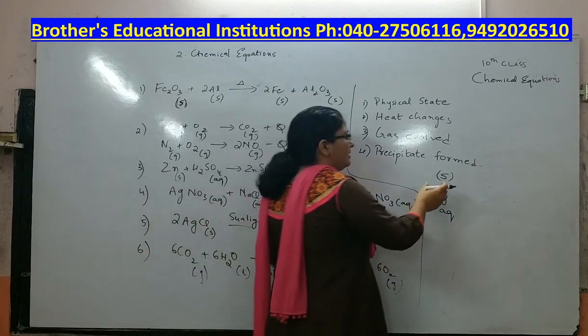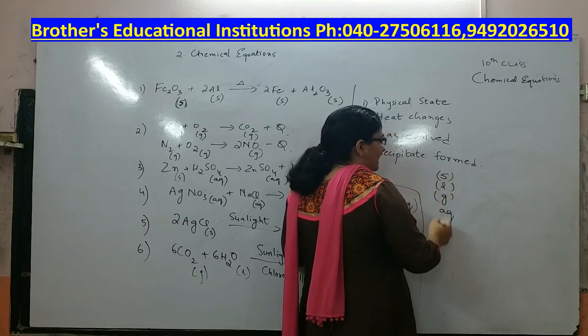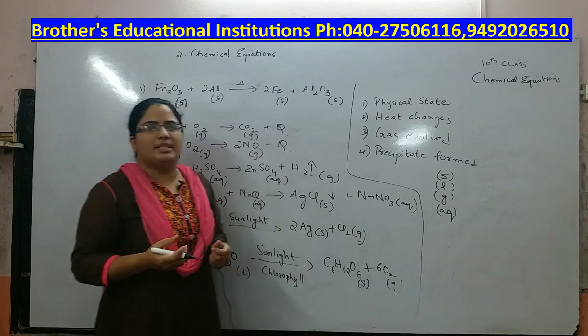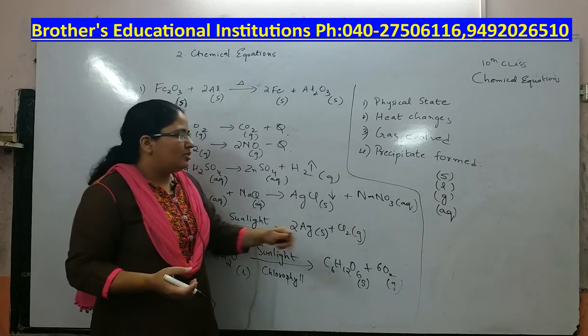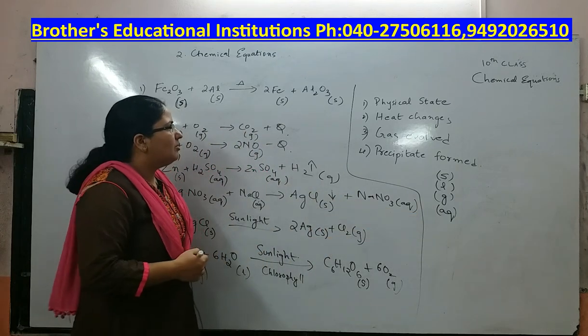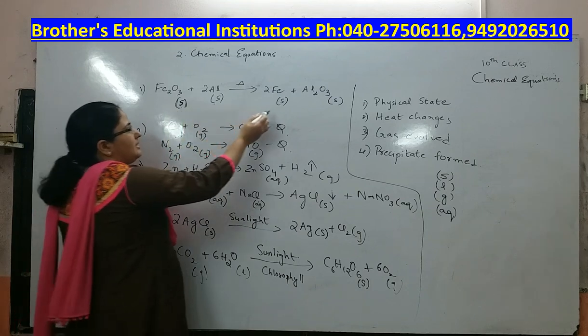S indicates solid, L indicates liquid, G indicates gas, AQ indicates aqueous solution. AQ indicates that the material is in water or dissolved in water. So AQ stands for aqueous. So you can make your chemical equation more informative by adding all these physical states.